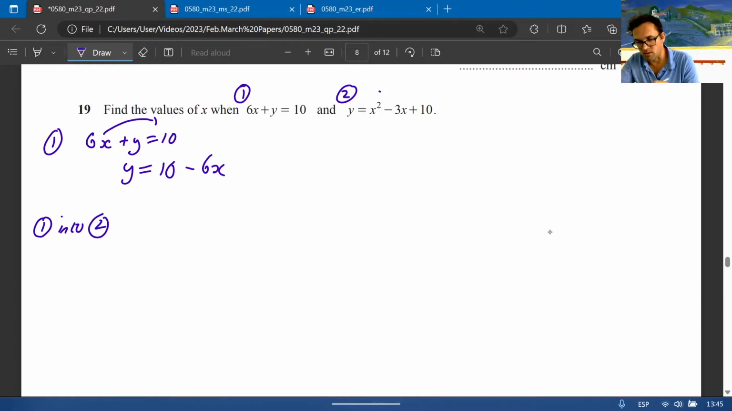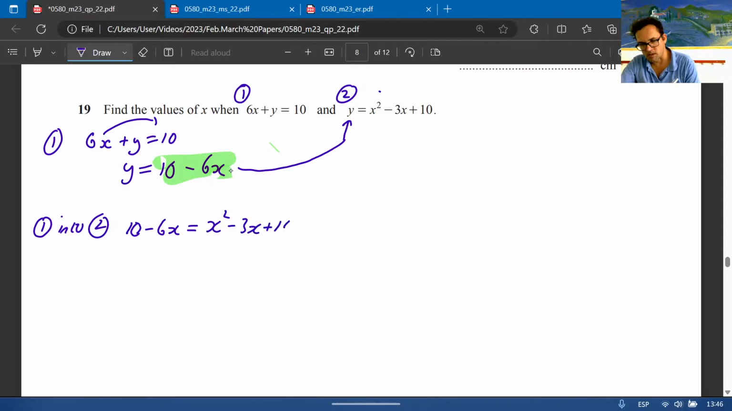What we can do now is put equation 1 into equation 2. You see all of this, all of that, 10 minus 6x, is equal to y. So in our equation here, where the y is, I can just put all of this. So instead of y, I write 10 minus 6x equals x squared minus 3x plus 10.